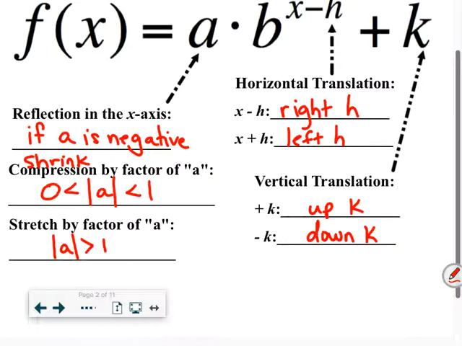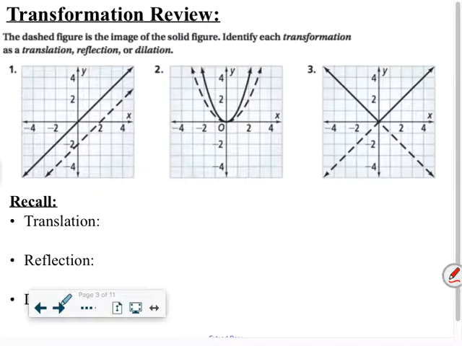Okay? So, looking at the next slide, it says the dashed figure is the image. That means the end, where it went. Pre-image is the original. So the original is solid. The image is the dashed. So what I want you to do, I'm going to give you a head start, and I want you to look at 1, 2, and 3 and tell me, is it a translation? Translation's a slide, left or right, up or down. Reflection is, did it get flipped upside down? Or dilation, if you remember from geometry, a dilation is a stretch or a shrink.